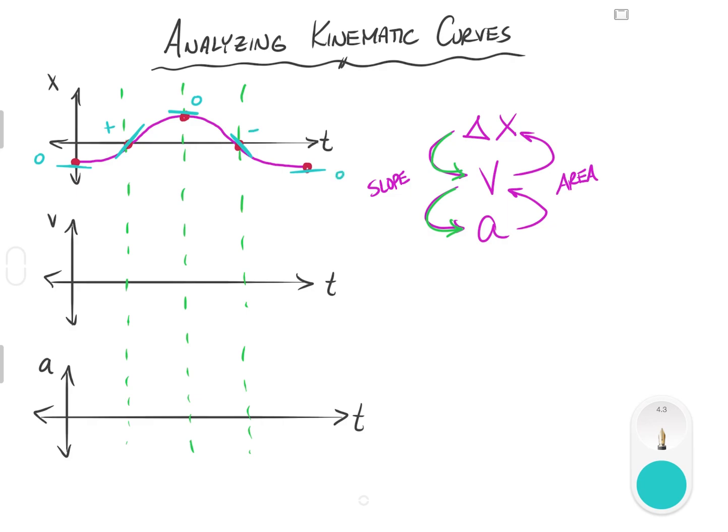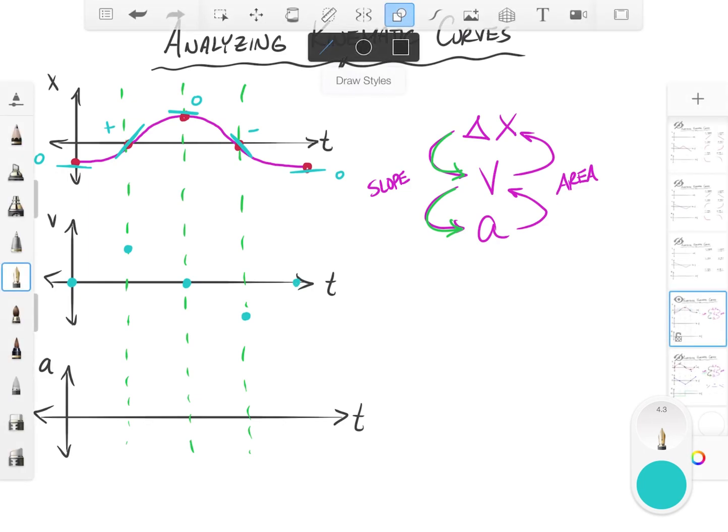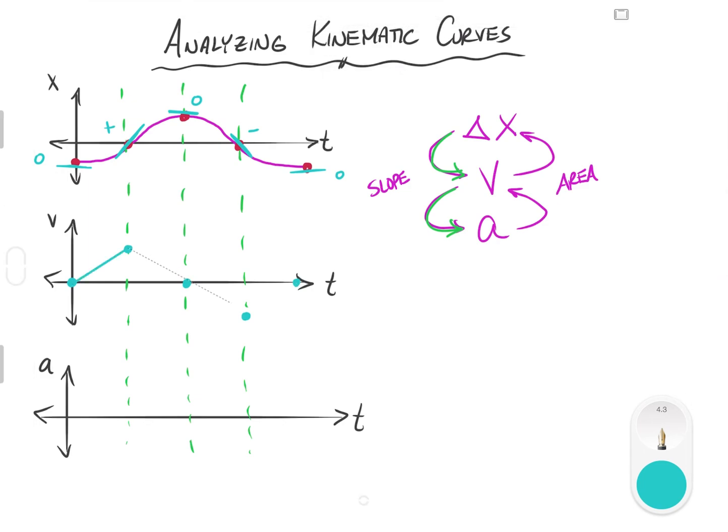Now I'm just going to put those points on my velocity time graph. So at 0 seconds, I have 0 slope or velocity, followed by positive, followed by 0, followed by some negative value, followed by 0. And then I can connect these. And just like that, I have the correct velocity time graph for that provided position time graph.